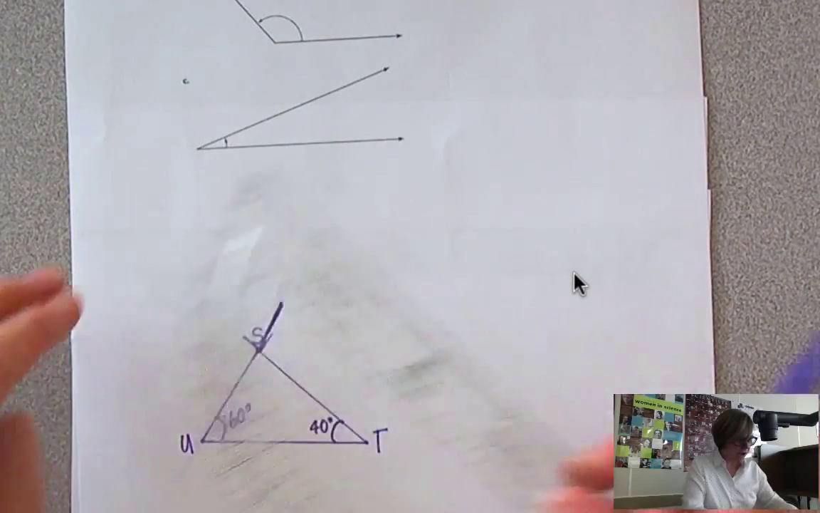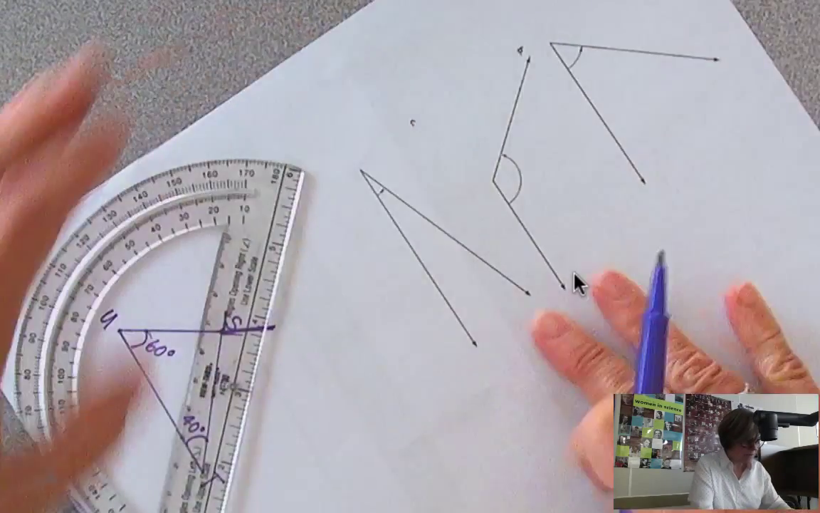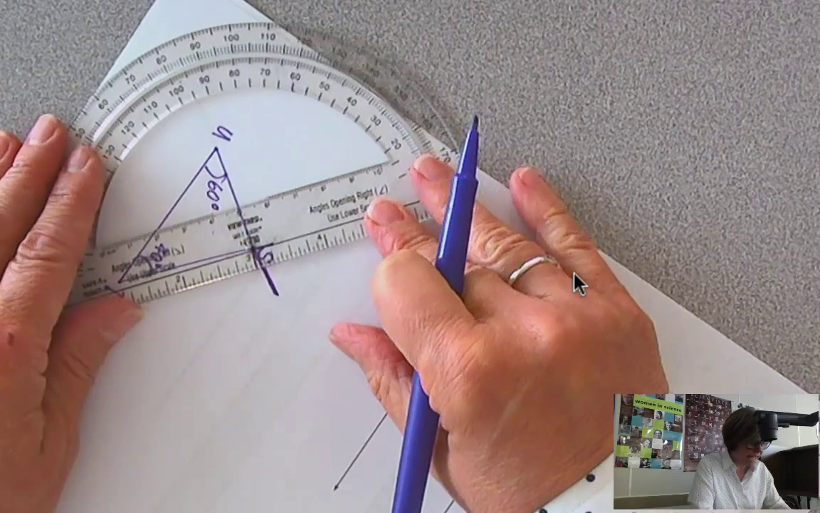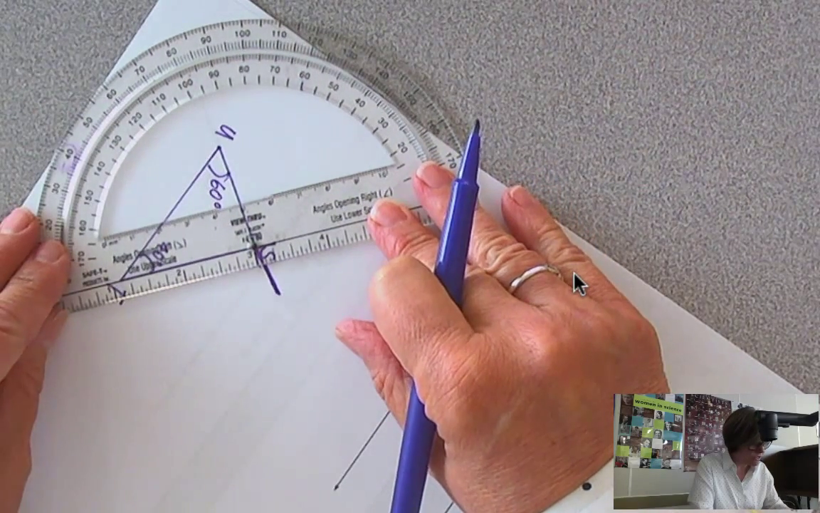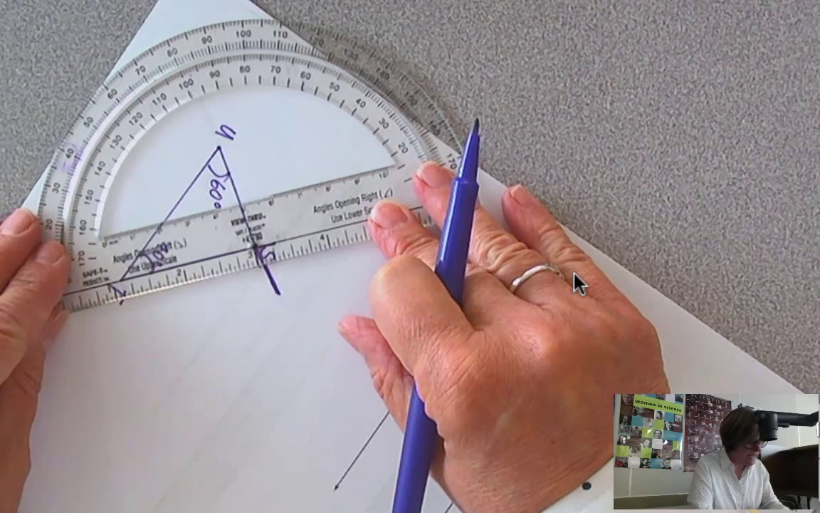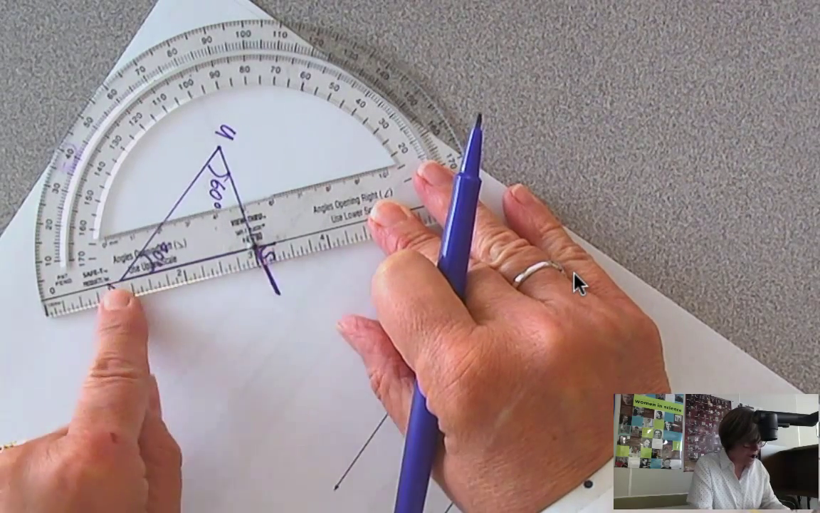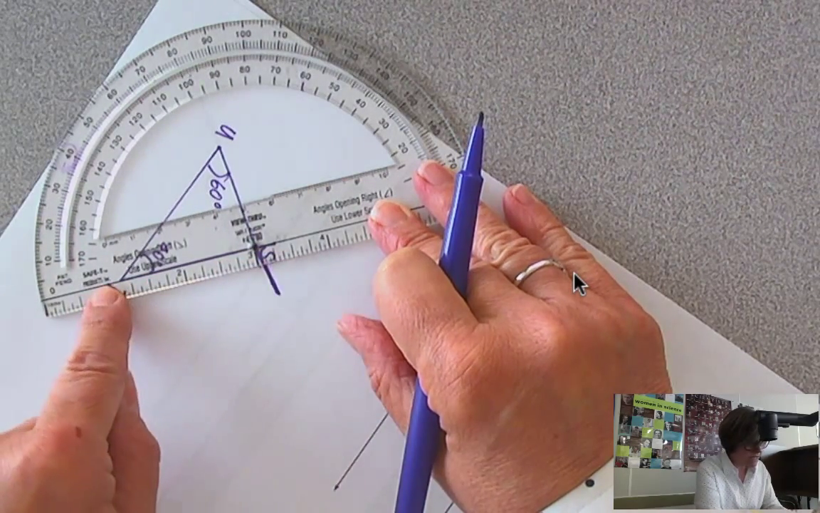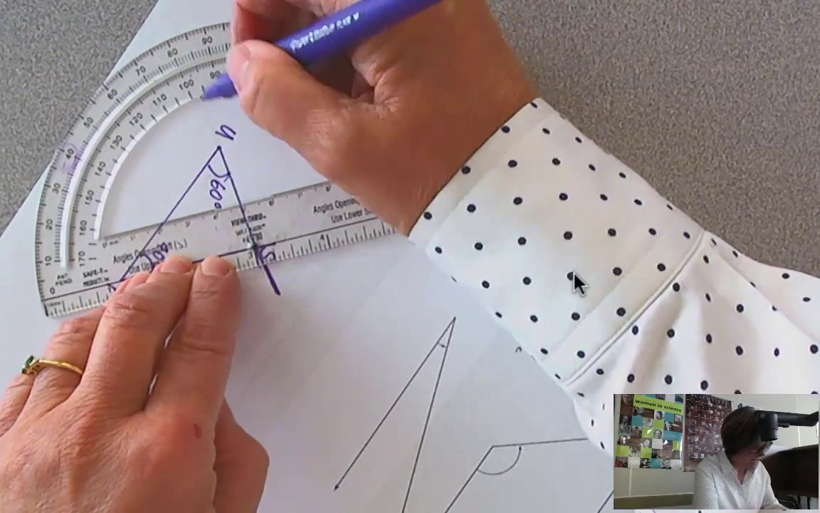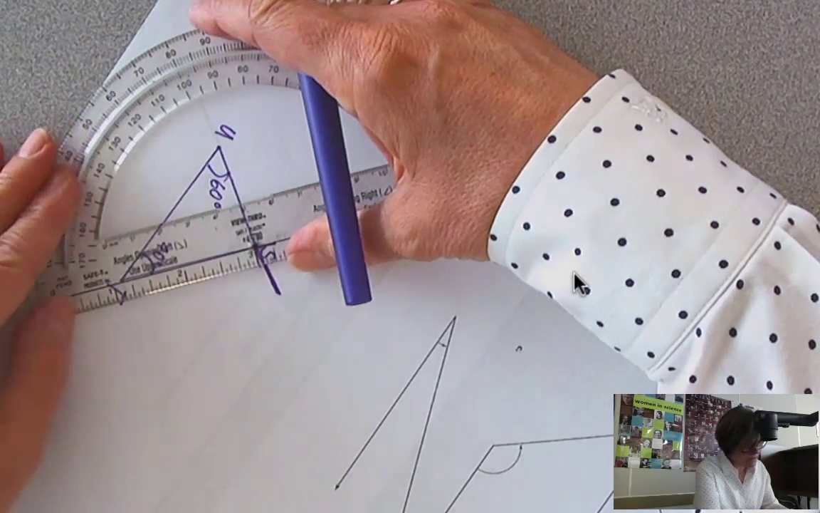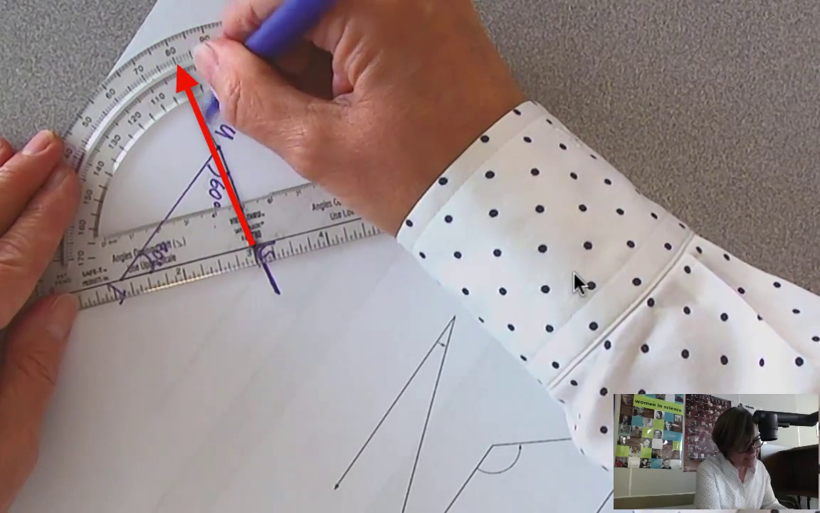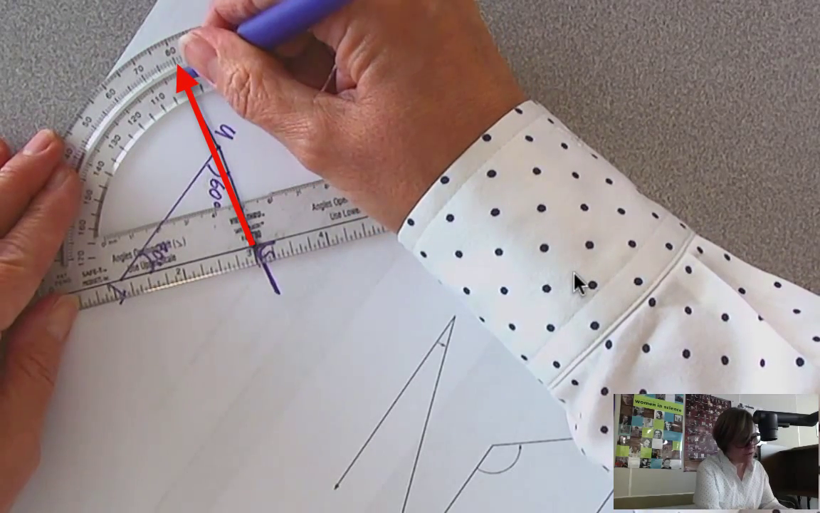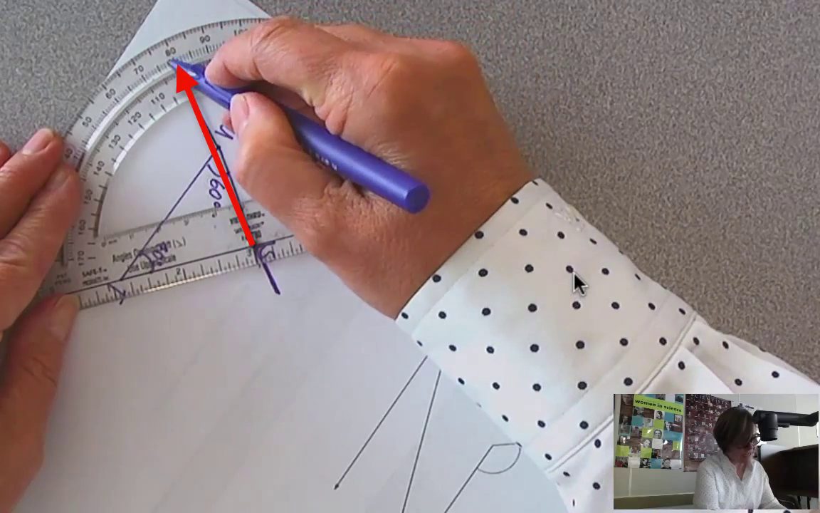Now I'm going to turn the paper around. I'm going to put the S as my vertex. I'm going to use S to T as my initial side, and I'm going to go off of this, and then once again, as I go past this, I'm going to find out that this is an 80-degree angle.